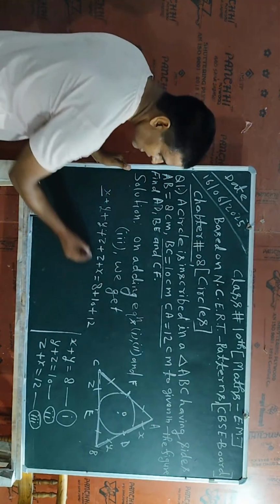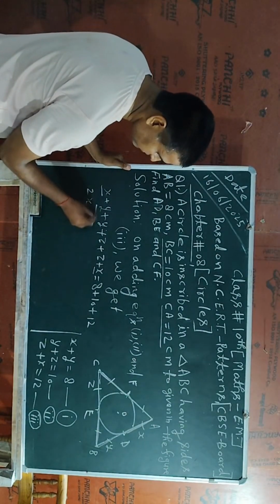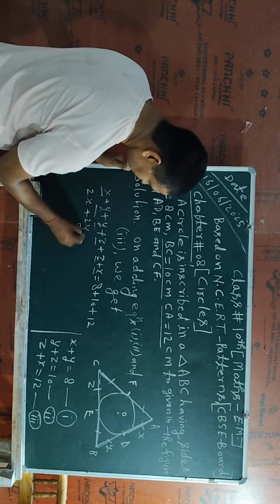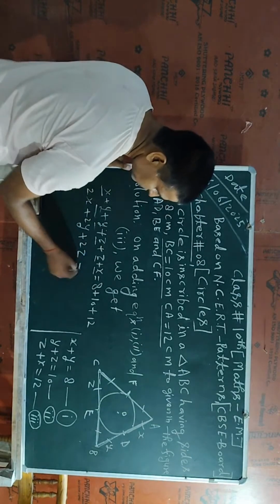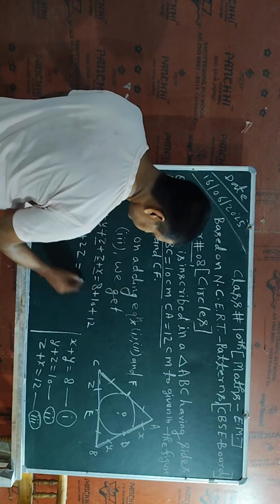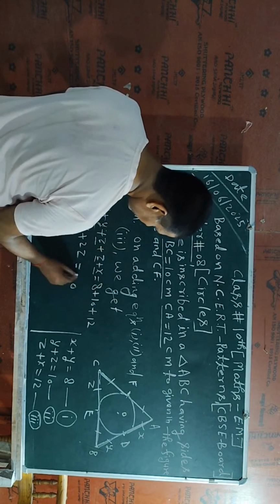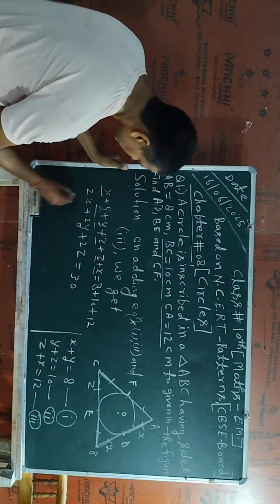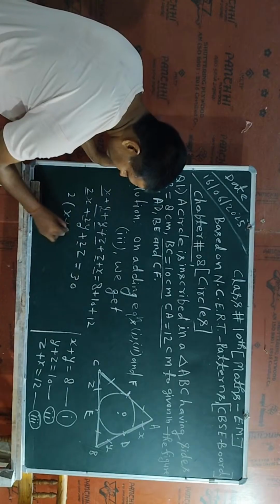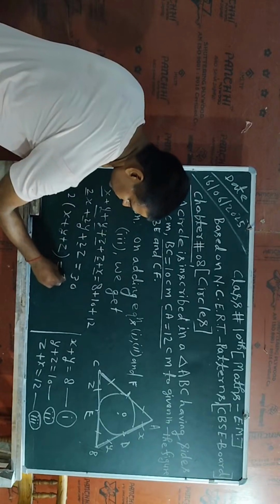Here I am looking at x and x. There are 2 of them, so 2x we will use. Similarly y plus y, I will say 2y, and z plus z, I will say 2z, which is equal to 8 plus 10 plus 12, which is 30. Now here 2 is common, so I will take 2 common: 2 times x plus y plus z, which is equal to 30.